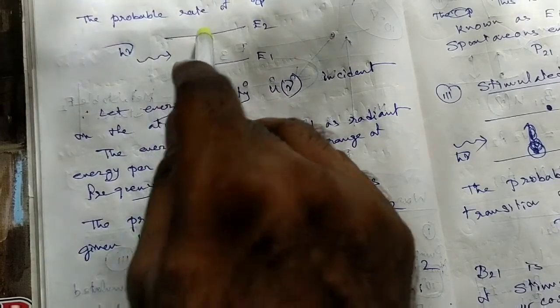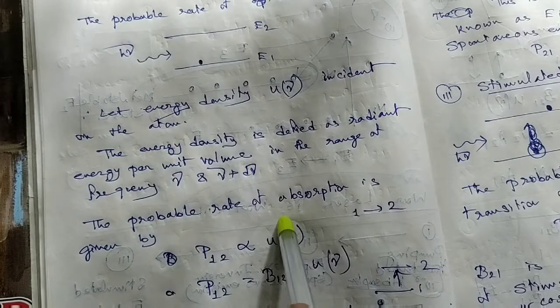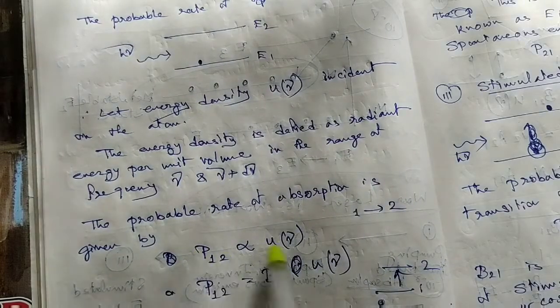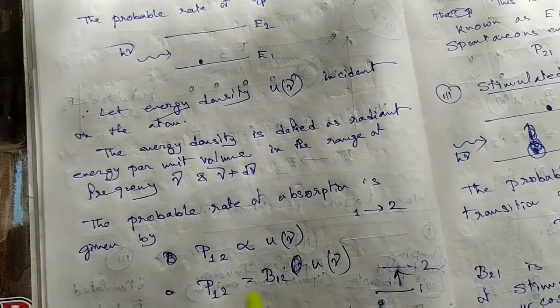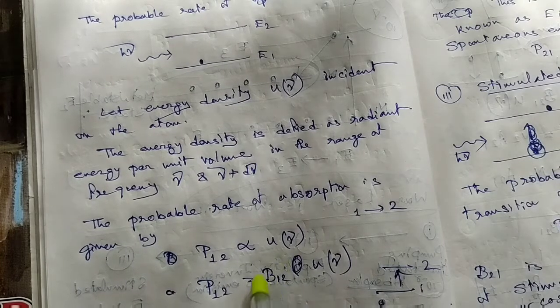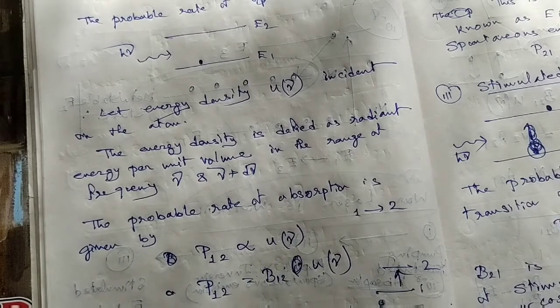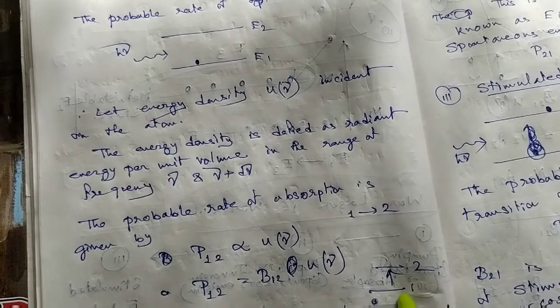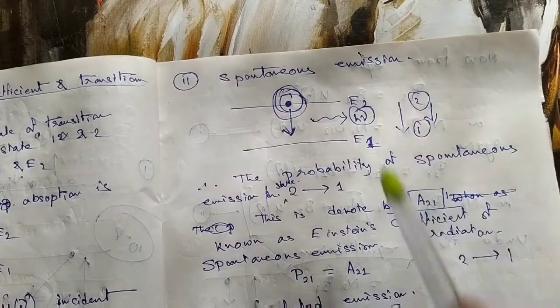energy state 1 to energy state 2 depends on the external energy. So P12, the probability, is proportional to U nu, and when you put an equal sign, you put in a probability constant, and here we use B12, which is defined for the transition from the first state to the second state. Then the second process is spontaneous emission.